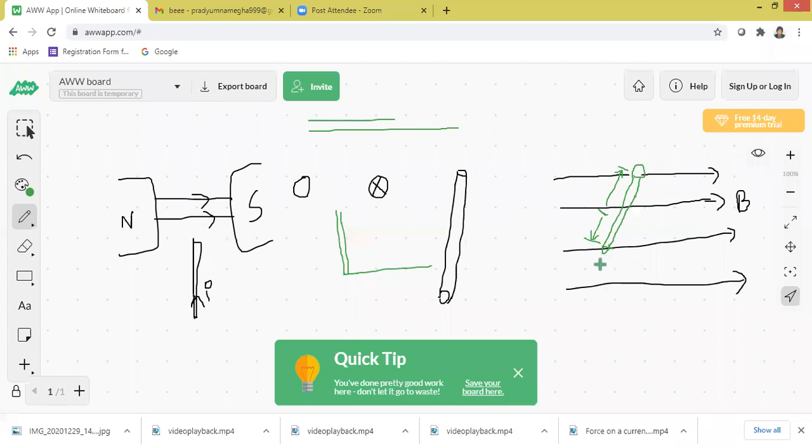Now, current is flowing through the conductor. What is the angle here? Let us call this the magnetic path. So how much is the angle? We don't know the exact angle, so I assume the angle between the conductor and this magnetic axis as theta. Draw theta clearly, all of you. Theta is the angle between the conductor and this magnetic axis.